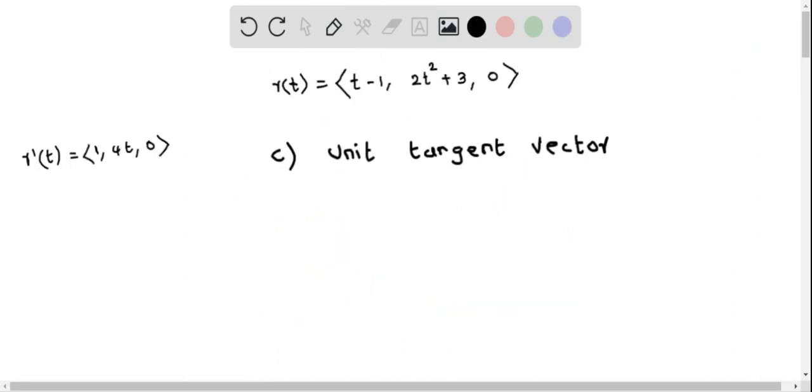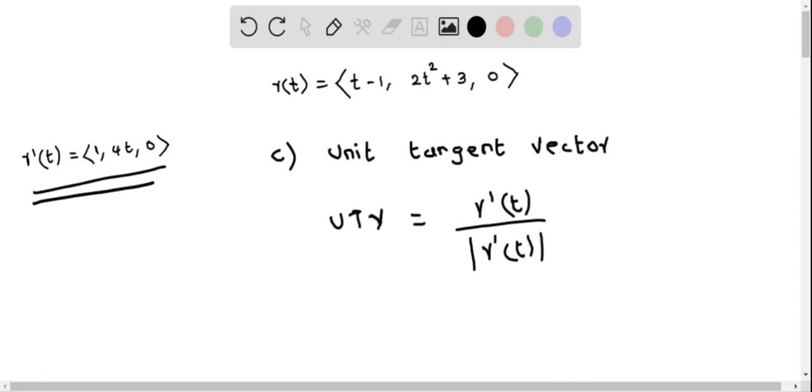In part C, we find the unit tangent vector. So I write down this unit tangent vector shortly as UTV, and this equals r prime of t divided by the magnitude of r prime of t. So this is the formula which we utilize to determine the unit tangent vector. We can utilize the r prime of t which we found in part B, and we will also have to find its magnitude.